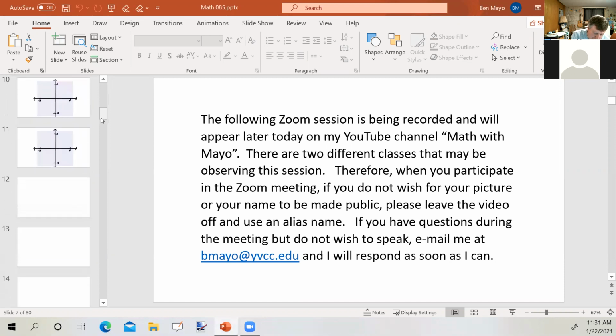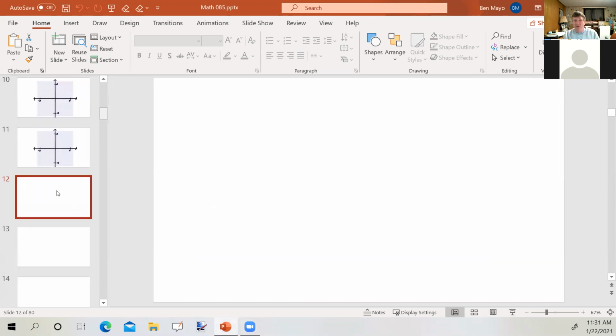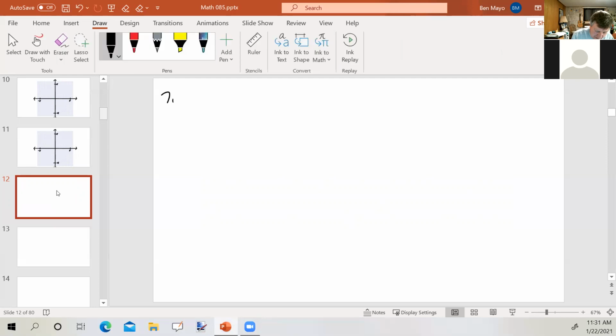Alrighty, so are there any questions from yesterday that you'd like to look at before we go on to section 7.5? Anything? Anybody? All right, then we'll go on to section 7.5, which is simplifying complex fractions.